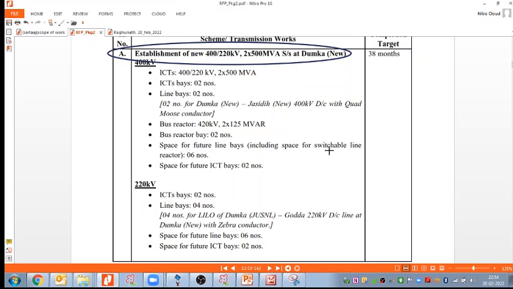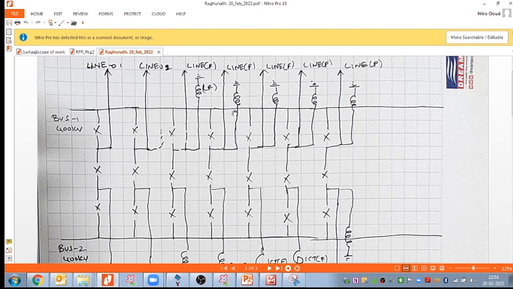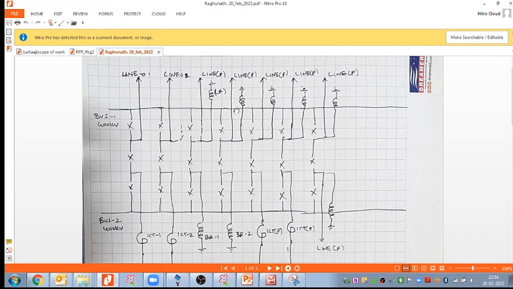What is the meaning of switchable? Did you understand what switchable means? Yeah, they should include a breaker so that we can take out the line reactor if it is not required. So that will be by one breaker, and the isolator, breaker and CT will come. Okay, yes. So what is the mistake that you can observe here in your drawing?